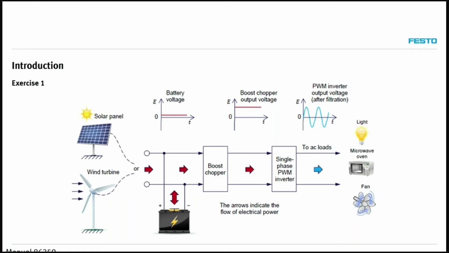Our system adapts to your national grid. So of course, if you are in a country where it is 50 hertz and 230, 220 volt, the exercise would adjust the parameters accordingly.